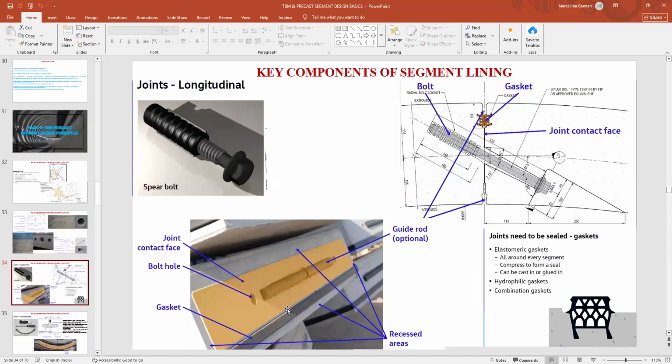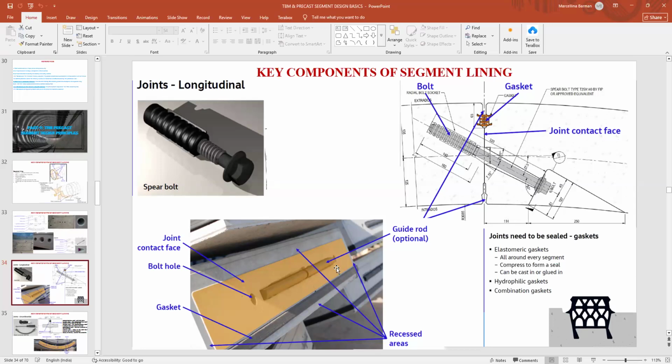And here you can see this is the face of the edge of the segment. Here we are putting some sort of pipe, some sort of, this is the first face of the segment. So we are putting plyboard here. So directly, whatever the jack or whatever the ram, it is not directly applying the loads to the segment trailing edge, the leading edge. And this is called the guide rod.